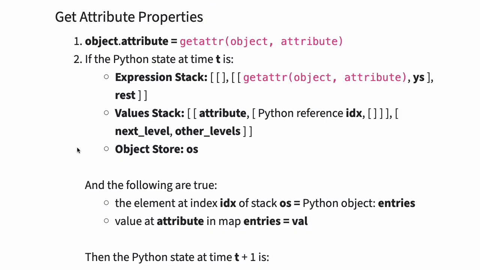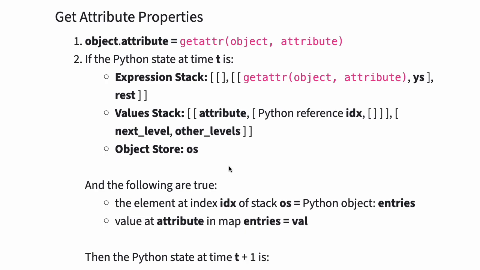Now let's see how Python retrieves an object attribute. First, Python converts object.attribute to the getAttr function call with object and attribute. Then Python evaluates the getAttr function call. After Python has evaluated the function call arguments object and attribute, the expression stack contains an empty element followed by the getAttr function call, and the value stack contains the attribute and Python reference IDX.